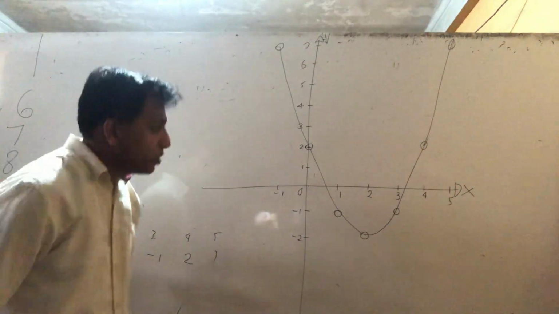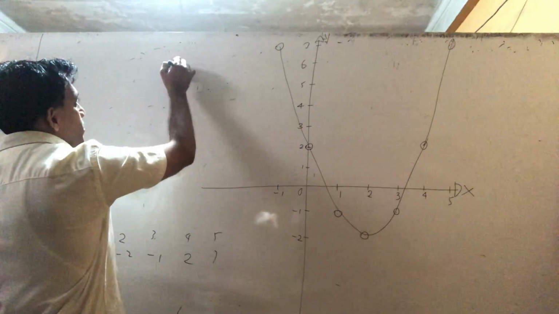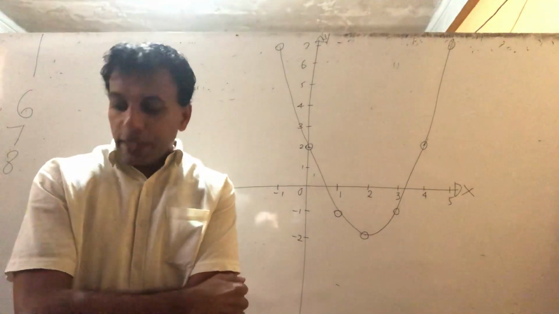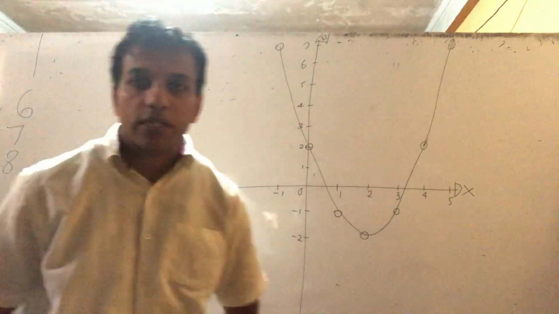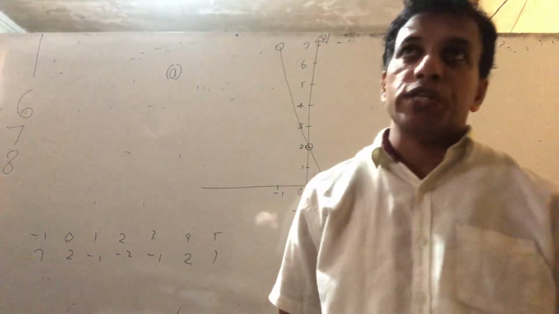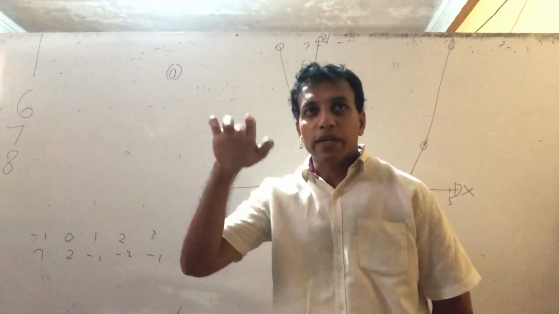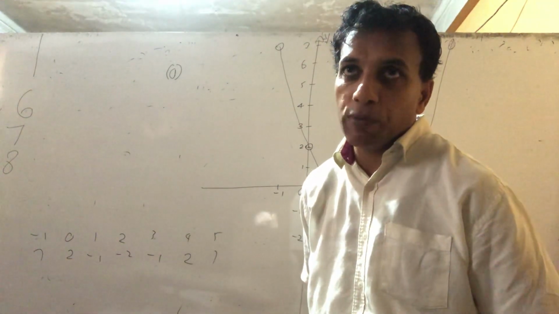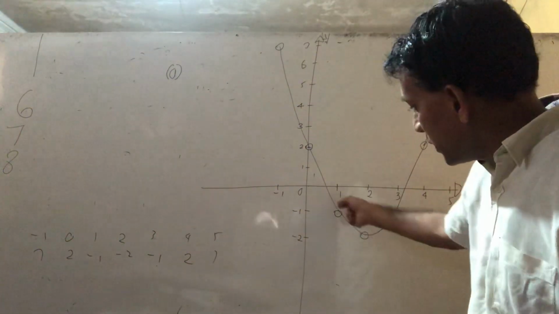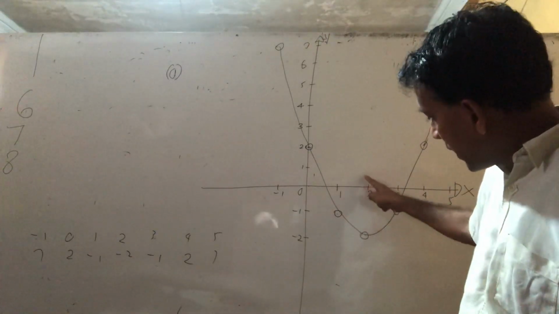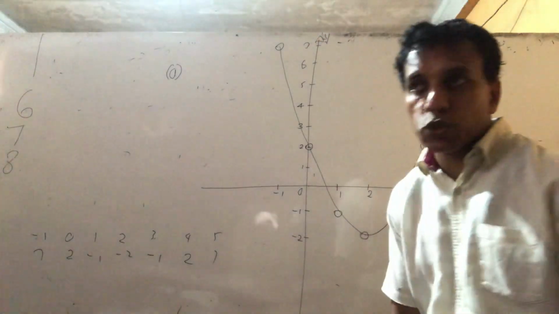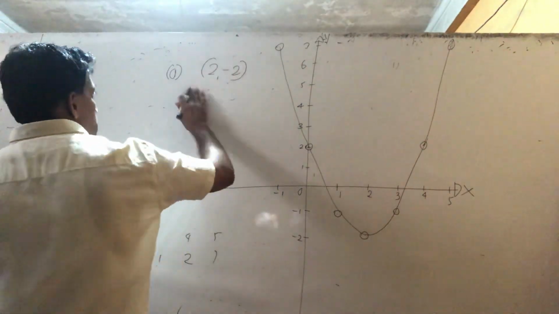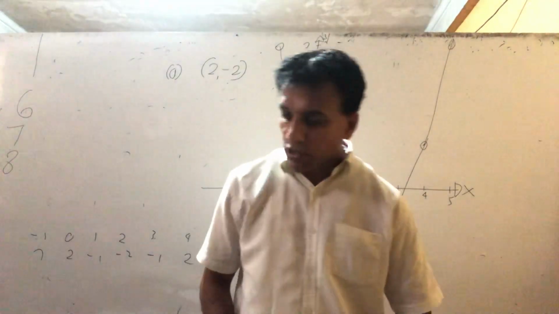Now the problems, part A. Write the coordinates of the turning point. You know that every graph has a minimum turning or maximum turning point. So here the graph is turning. At the turning point, x is 2, y is -2, right? 2, -2.